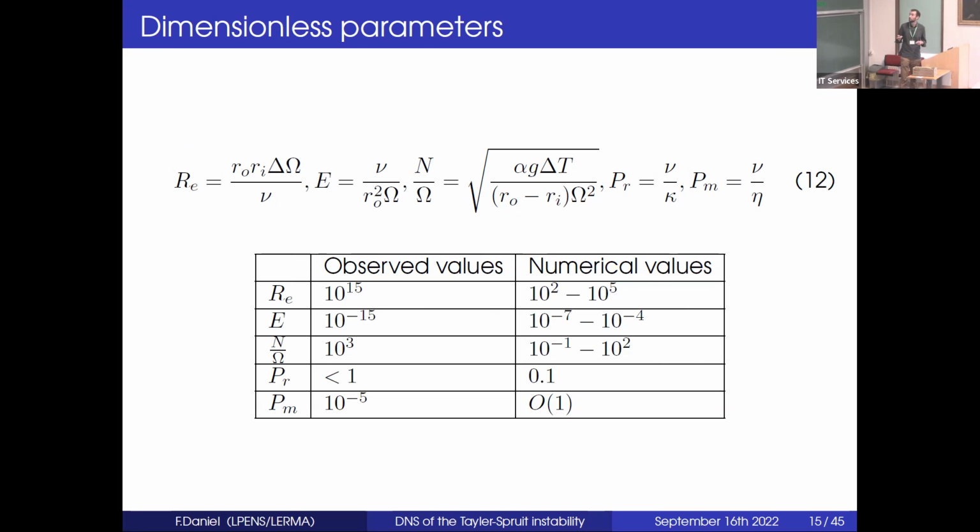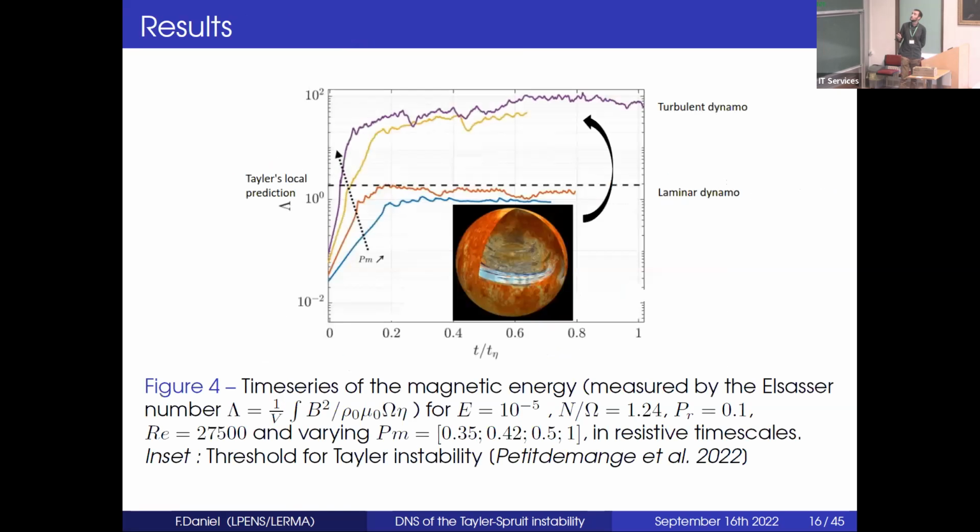So I've shown some values that we can achieve numerically, which are obviously very far from what we can observe in real astrophysical objects, but we can still manage to observe some interesting phenomena spanning several decades and see whether they can extrapolate or not to a real system. Right, so now we've got all the ingredients to talk about the results, the important results.